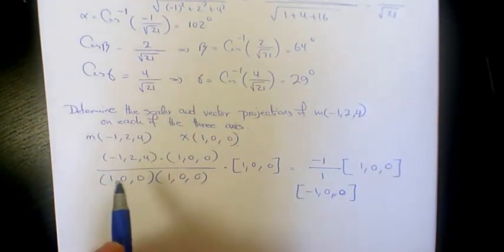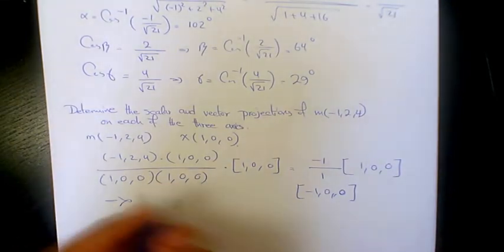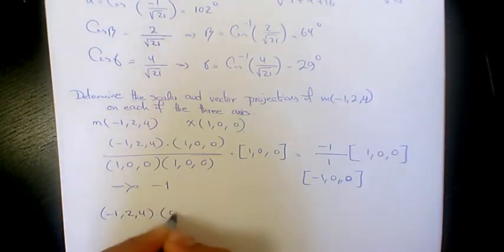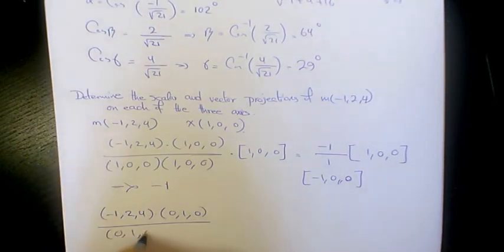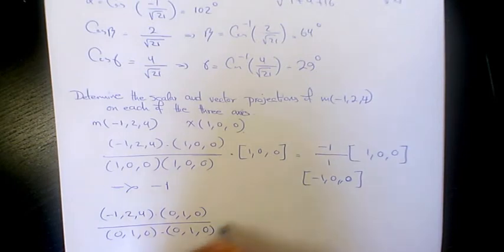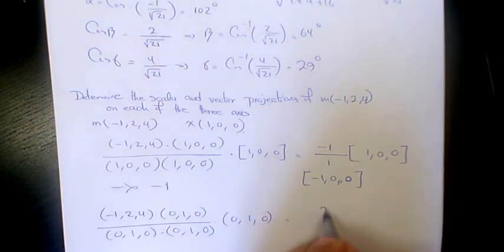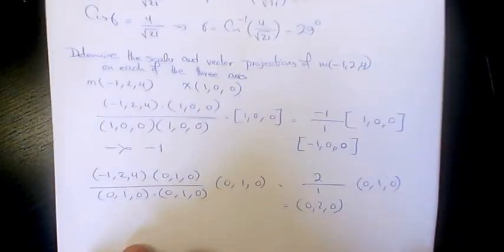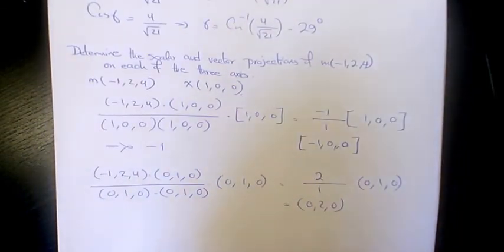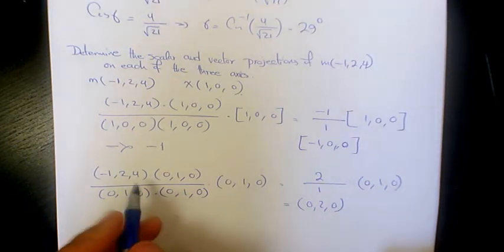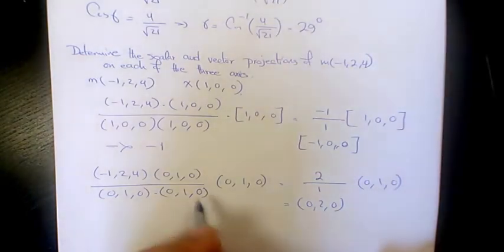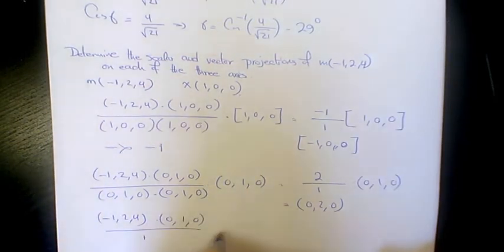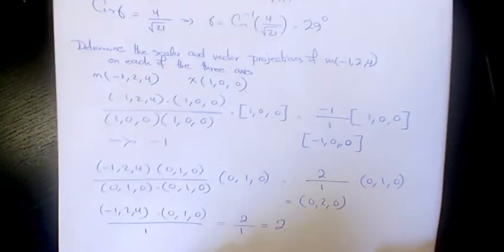If you want to find out the scalar projection, that's going to be negative 1. For y, it's going to be negative 1, 2, and 4 dot 0, 1, and 0 divided by 0, 1, 0 dot 0, 1, 0 times 0, 1, 0. So it's going to be 2 over 1 times 0, 1, 0. It's going to be 0, 2, 0. And if you want to find out the scalar projection, it's going to be negative 1, 2, and 4 dot 0, 1, 0 divided by 1, which is going to be 2 over 1, and that's going to be 2.